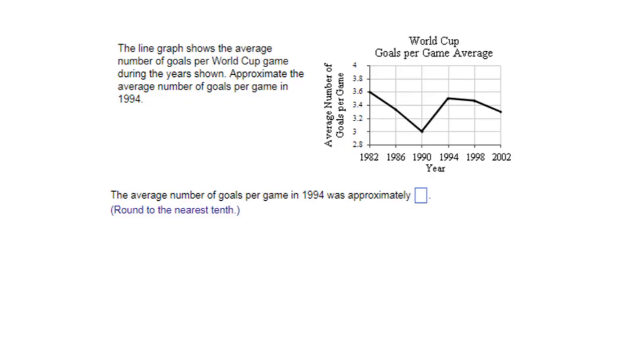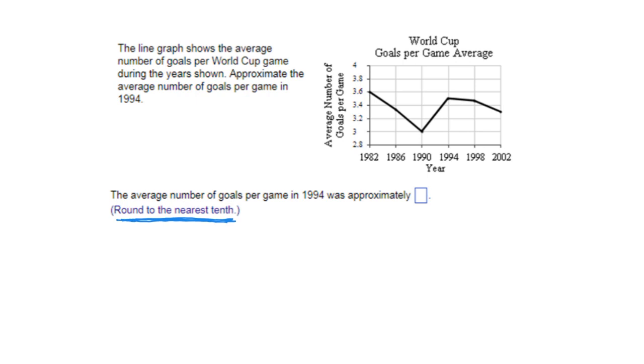All right, so this is actually called a broken line graph. It is made up of line segments that are connected. So we're not looking at a bar graph, we're looking at a broken line graph or a line graph. And it says on here, the line graph shows the average number of goals per World Cup game during the years shown. Approximate the number of goals per game in 1994. And it says on here, the average number of goals per game in 1994 was approximately blank, round to the nearest 10th. Wow. So they want us to round to the nearest 10th.